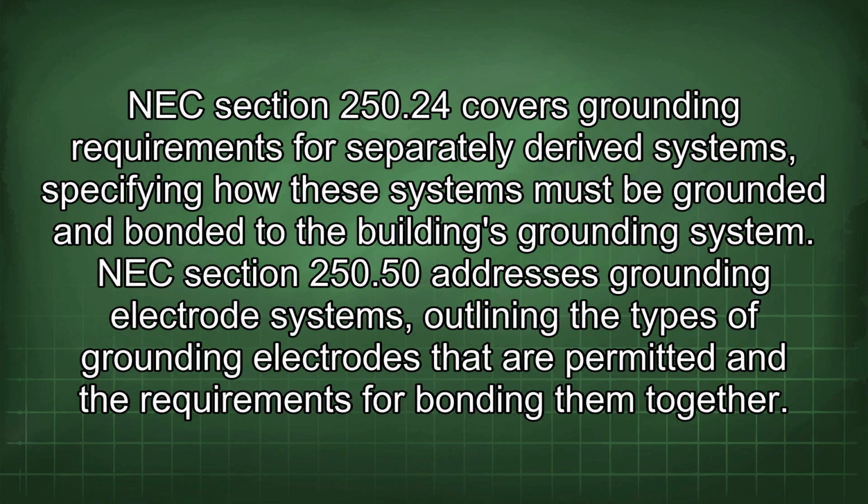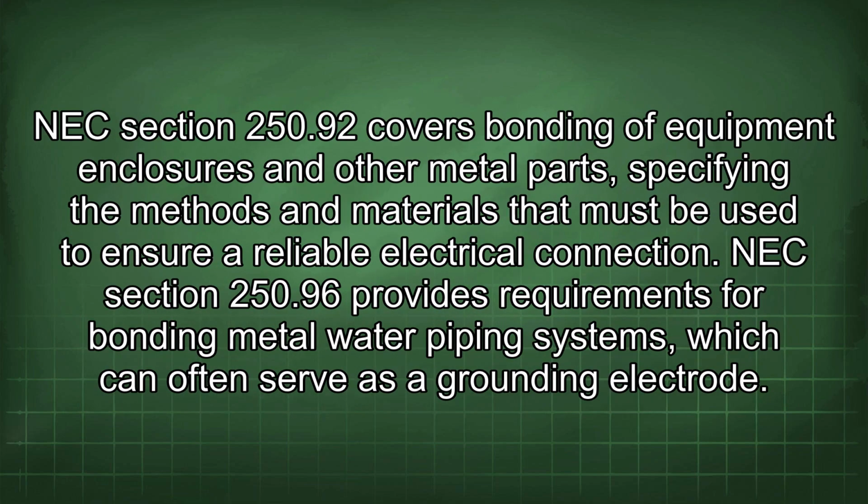NEC Section 250.50 addresses grounding electrode systems, outlining the types of grounding electrodes that are permitted and the requirements for bonding them together. NEC Section 250.92 covers bonding of equipment enclosures and other metal parts, specifying the methods and materials that must be used to ensure a reliable electrical connection. NEC Section 250.96 provides requirements for bonding metal water piping systems, which can often serve as a grounding electrode.